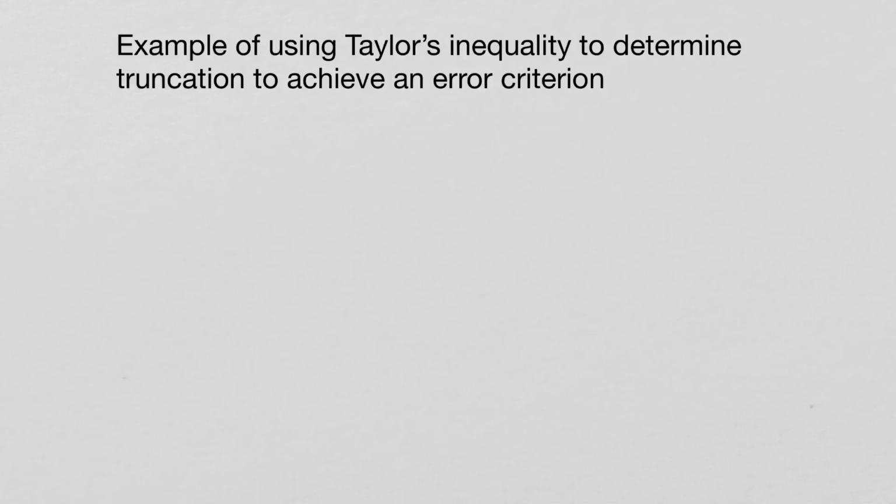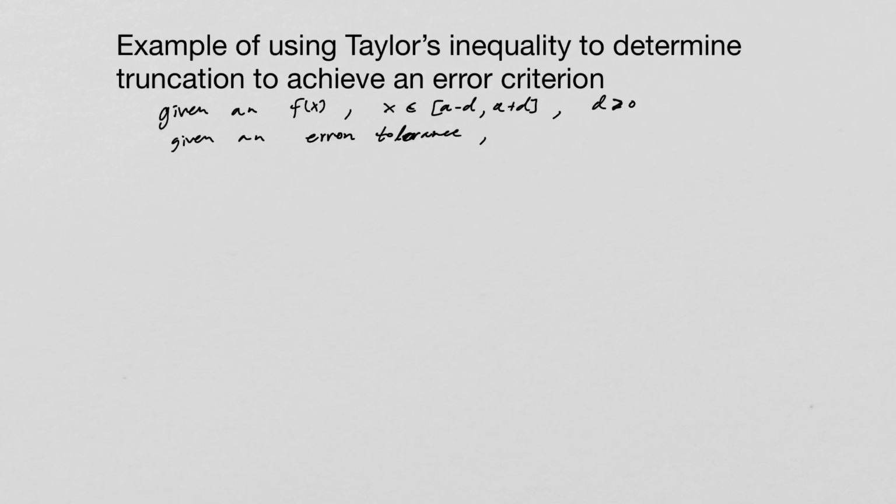The idea here is we're given an f of x. We're also given some domain, where d is some positive number. And then we're also given an error tolerance or criterion. In this case, we're going to call it epsilon, right here.